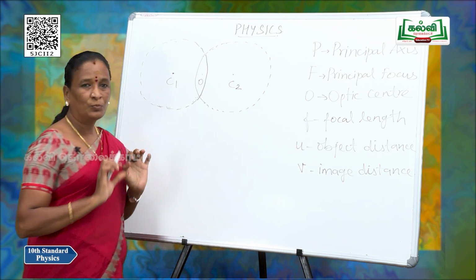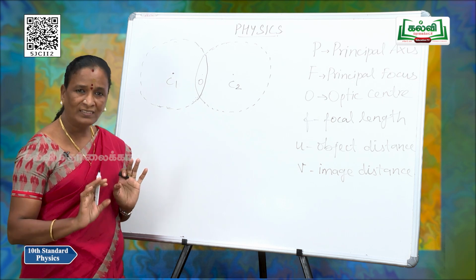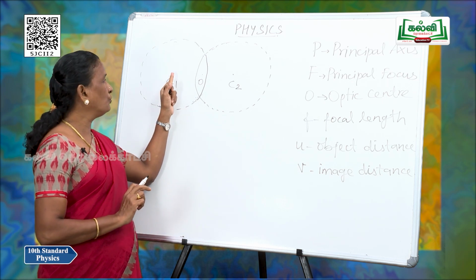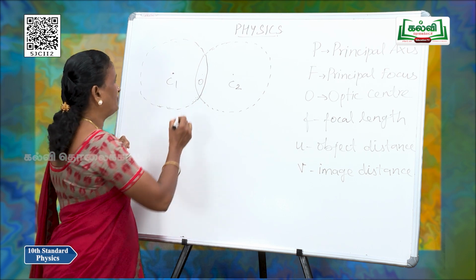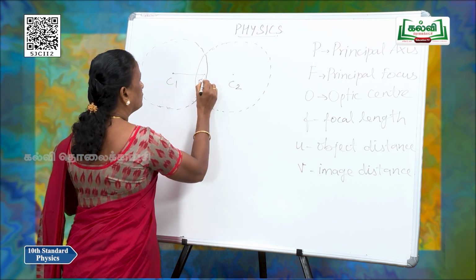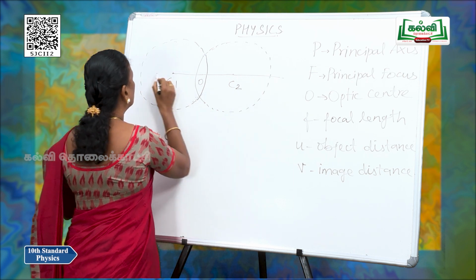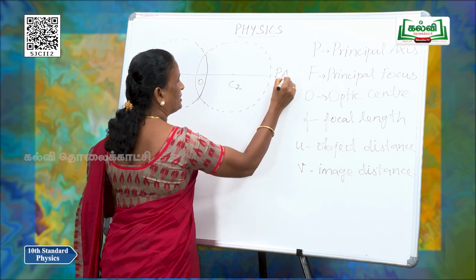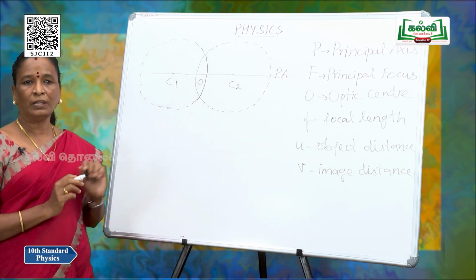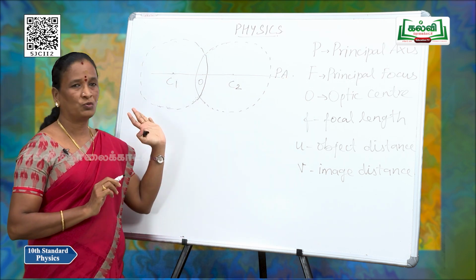So, principal axis means it is an imaginary line that passes through the centers of curvature of the spheres and the optic center. This is called the principal axis. Are you clear now what is principal axis?